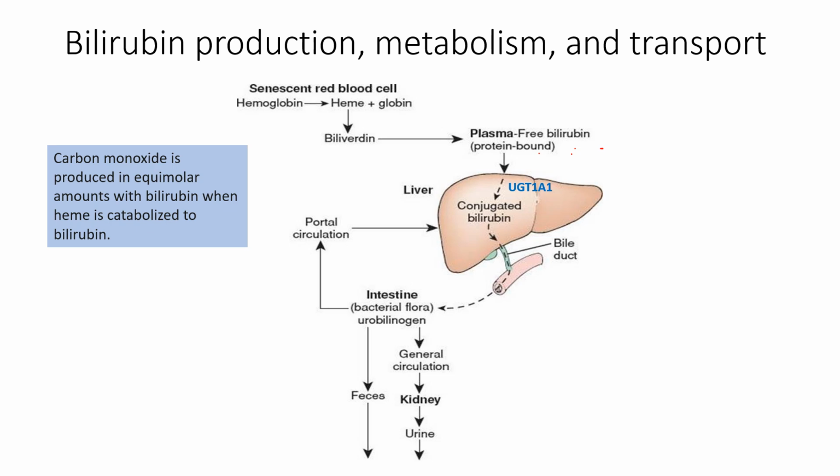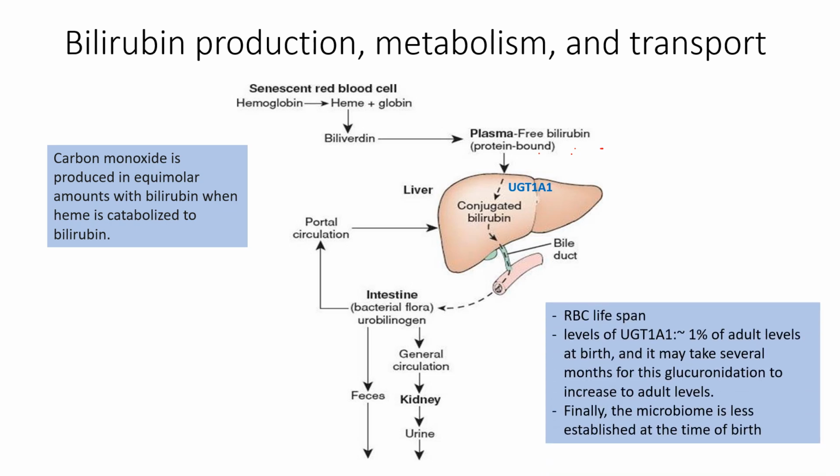Why is it important to know these steps? Because by knowing the way of RBC destruction and bilirubin metabolism, it's easy to recognize the underlying cause of neonatal hyperbilirubinemia. We need to know that the RBC lifespan is short in the premature baby compared with the adult. The level of uridine glucuronosyltransferase 1A1 is 1% of the adult level. So when a baby is born, they have only 1% of the adult level, and it takes several months to reach the adult level. So the conjugation process is very slow, and it's going to be even slower in premature babies.